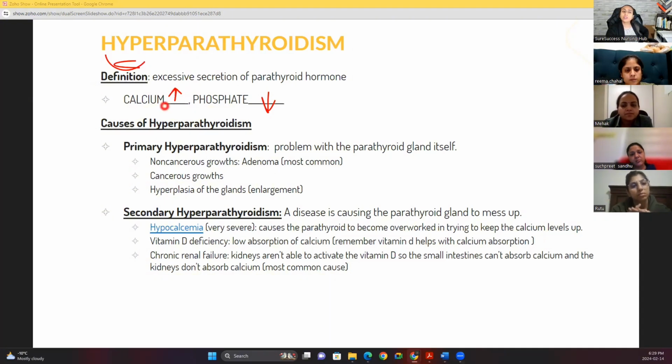If you have too much calcium in your blood, where is the calcium high? In your blood. So the sign and symptom of high calcium, first of all, what is happening with your bones? If all the calcium is in your blood, do you think there is any left in your bones? Weak bones. Yes. So bone fractures are very, very common.